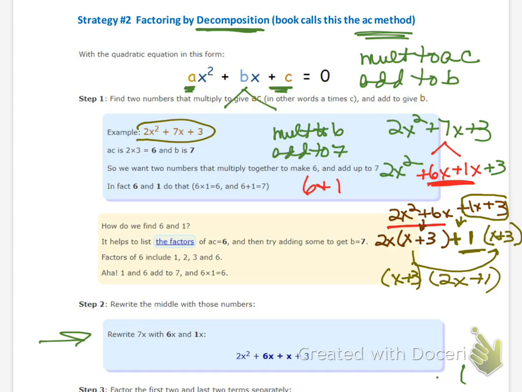So now what are our roots? Our roots happen where x plus 3 equals 0. So therefore x equals negative 3. And the other one is 2x plus 1 equals 0. So 2x equals negative 1. X equals negative 1/2.